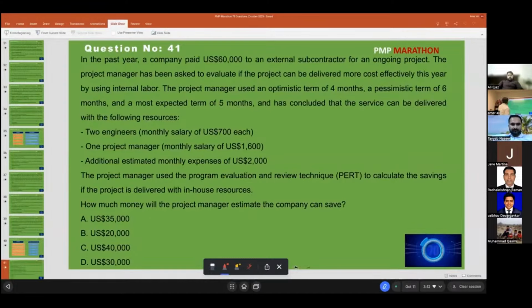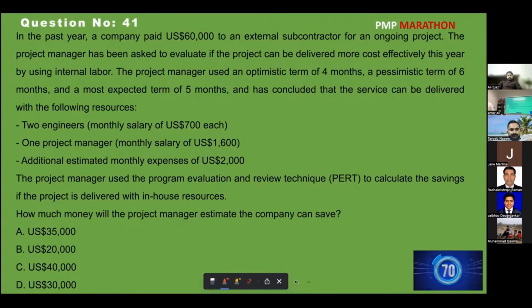Question number 45. There are 75 questions in that. Solve this question. This question has come more times in the exam than anything else. Very important. Solve it.